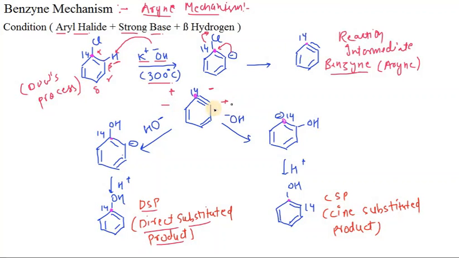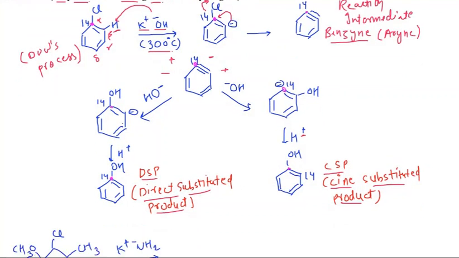So OH minus attacks on the positive side. We know that the negative charge will be occupied by H plus. So this is known as the cine substituted product. So we get two types of substituted products with equal probability, each with equal percentage: one is a direct substituted product and one is a cine substituted product.